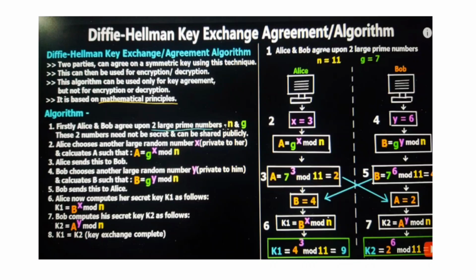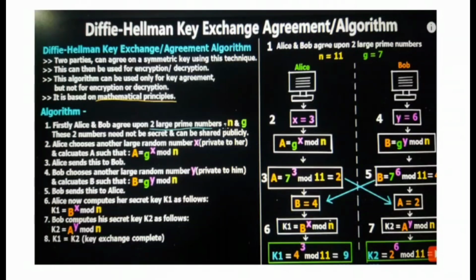So G will be 7, and here we are assuming x as 3. We are taking small numbers to make the calculation easier. So here 7 raised to 3 mod n, where n will be 343 (7 raised to 3 is equal to 343). So the mod gives 2.